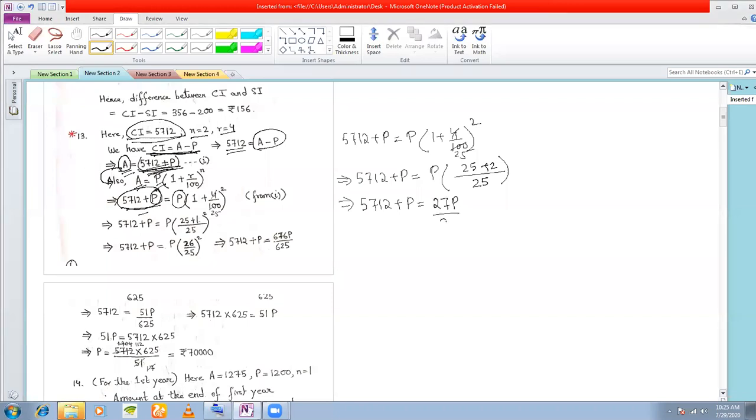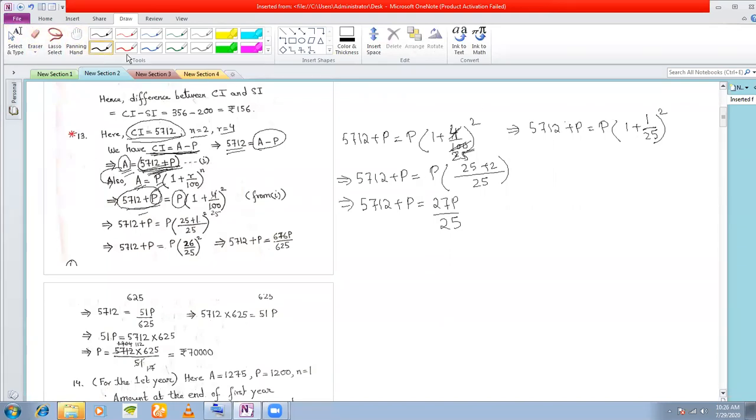7P by 25. Okay. So why did you do 25 plus 2? Because after cancellation, I get this as 1 plus 2 by 25. Understood? You understand or not? If I cancel 4 and 100, this is 1, so you'll get 1 by 25. Yes, it will be 1 by 25.